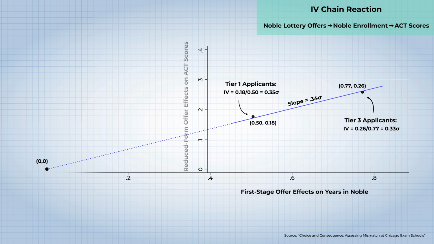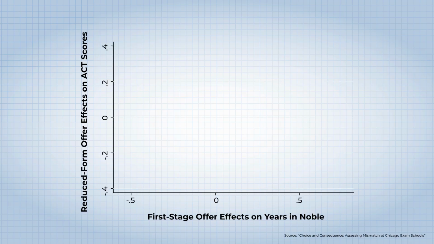Specifically, the exclusion restriction says that, given a group for which Noble offers are unrelated to Noble enrollment, we should expect to see zero reduced form effect of these offers made to applicants in that group. How consistent is the evidence for a Noble-caused learning gain on the order of 0.34 sigma per year? In this next graphic, we've added 12 more points to the original 2.